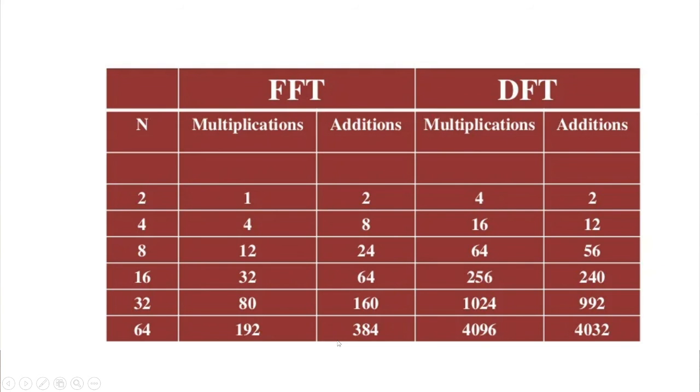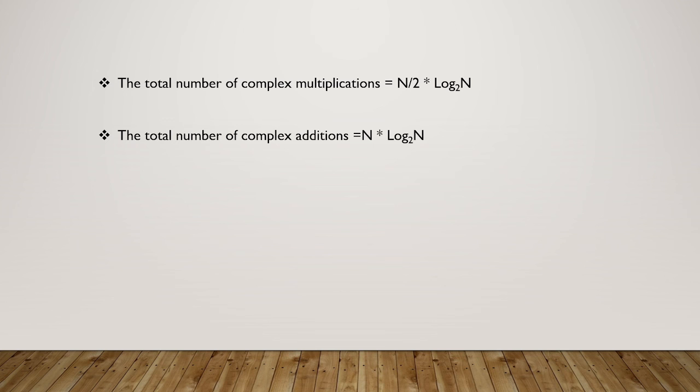The number of computations required for FFT are less for a particular value of N, as you can see from the above table. The total number of complex multiplications will be N/2 log N to the base 2, and the total number of complex additions will be N log N. So, hence we can compute the DFT of the input sequence by using FFT in a much easier way.